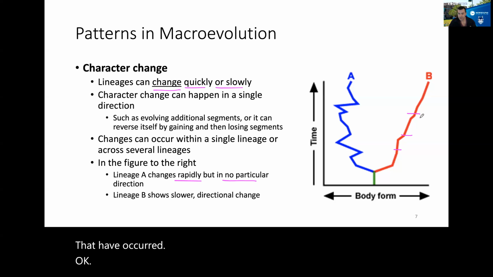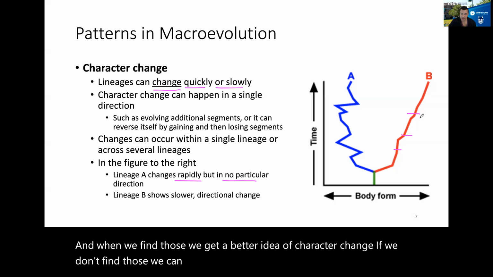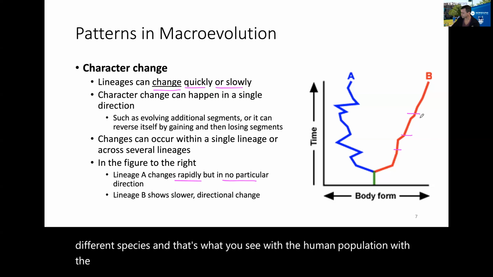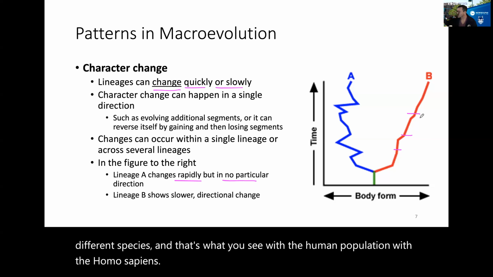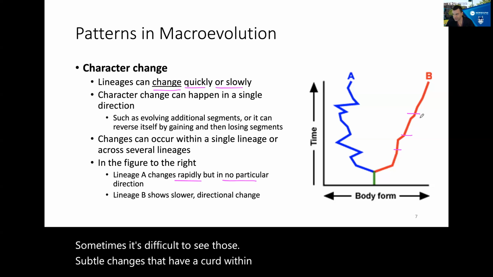And when we find those, we get a better idea of character change. If we don't find those, we can see gaps and spaces within the record of this different species. And that's what you see with the human population, with the Homo sapiens. Sometimes it's difficult to see those subtle changes that have occurred within the character of an individual.